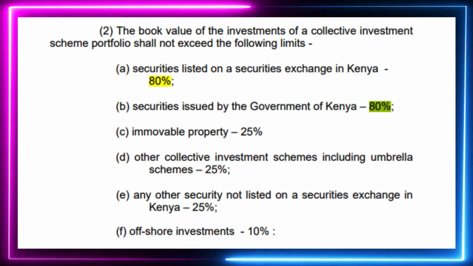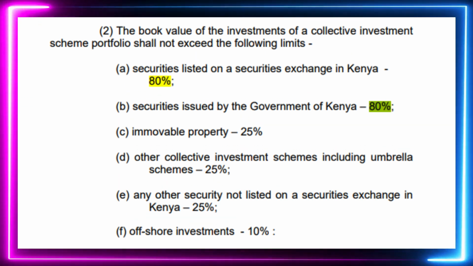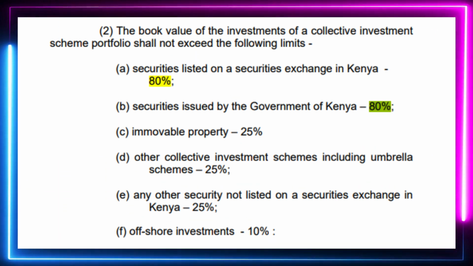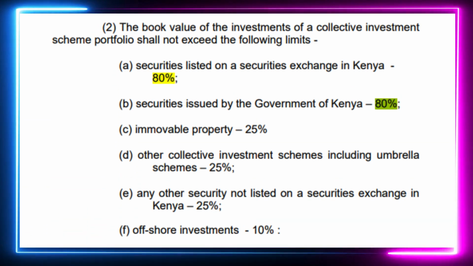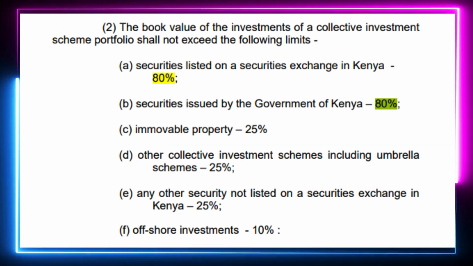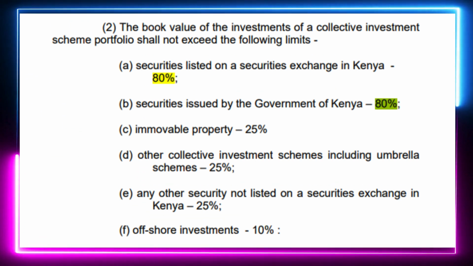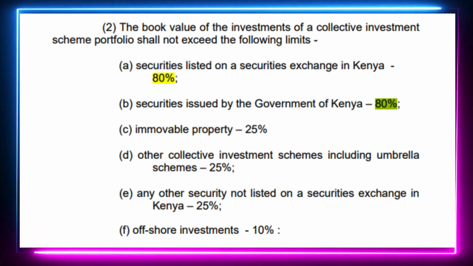And we want to look at what this regulation says about such an investment. Okay, so stay with me here. This is a screenshot of the Capital Markets Collective Investment Schemes Regulations 2001, where they give regulations for the collective investment scheme portfolio. Part 2 says the book value of the investment of a collective investment scheme portfolio shall not exceed the following limits.